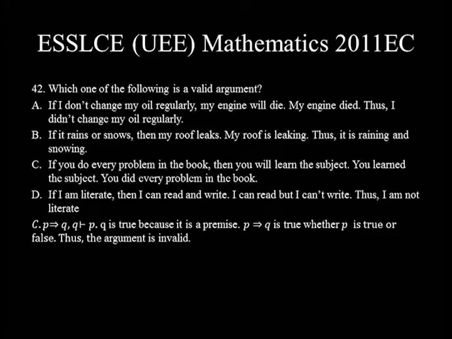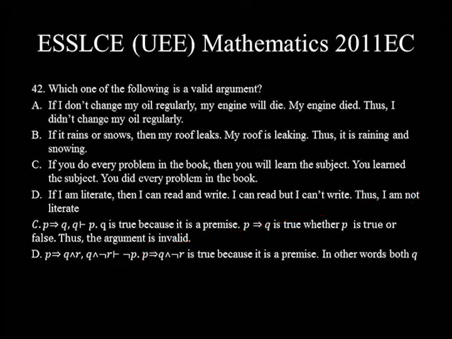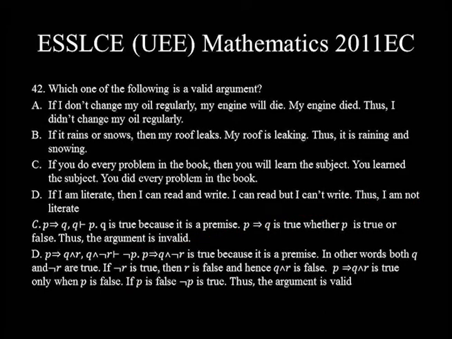Choice D: I am illiterate, that's P. Then I can read and write, implies Q and R. I can read but I can't write, that's Q and negation of R. This yields I am not illiterate, that's negation of P. Q and negation of R is true because it's a premise. In other words, both Q and negation of R are true.